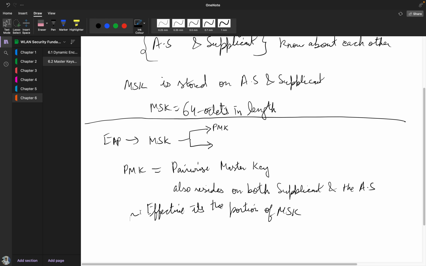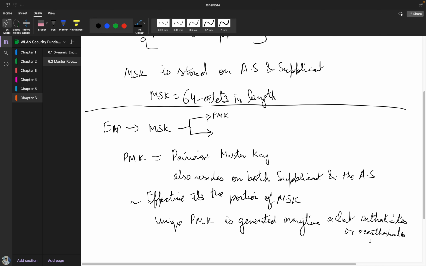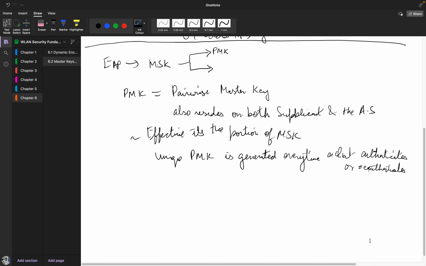So a unique PMK is generated every time a client authenticates or re-authenticates with an access point. That is PMK for you.